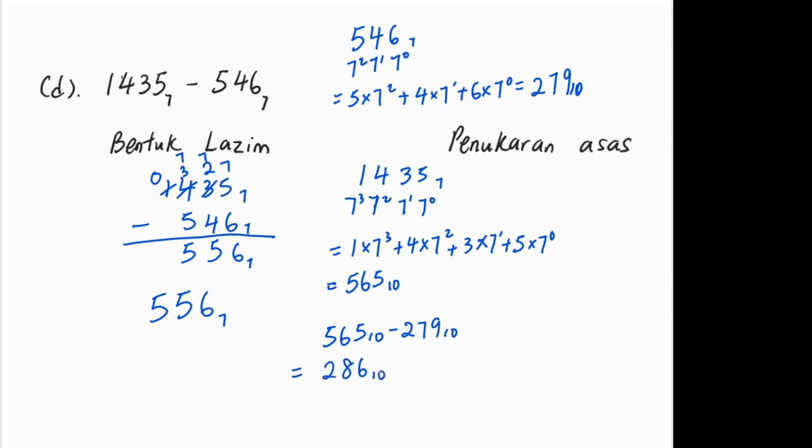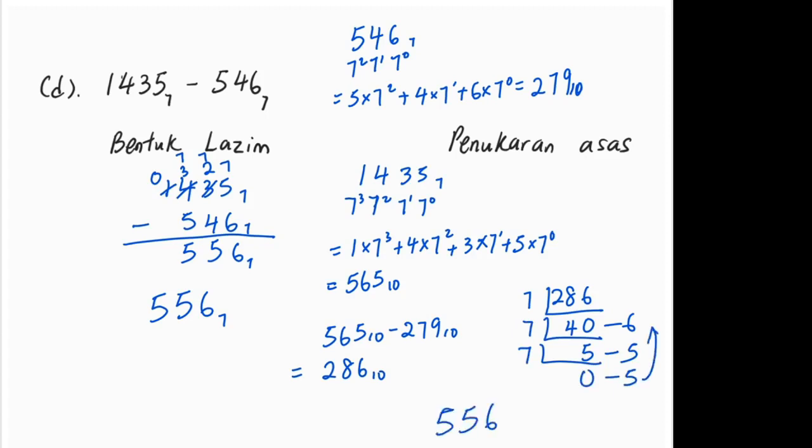Dan sekali lagi kita perlu tukarkan kepada asas yang asalnya dengan bahagi asas 7. Jadi 7 4 28, 6 ni tak cukup, 7 0, baki 6. Jadi kita bagi 7 lagi, 7 5 35, baki 5. Dan kita bagi 7 lagi, bakinya adalah 5. Jadi jawapannya memang sama, iaitu 556 asas 7.